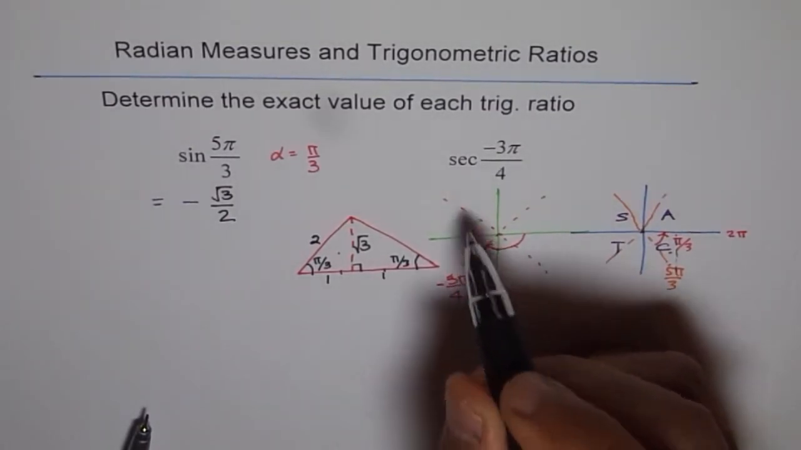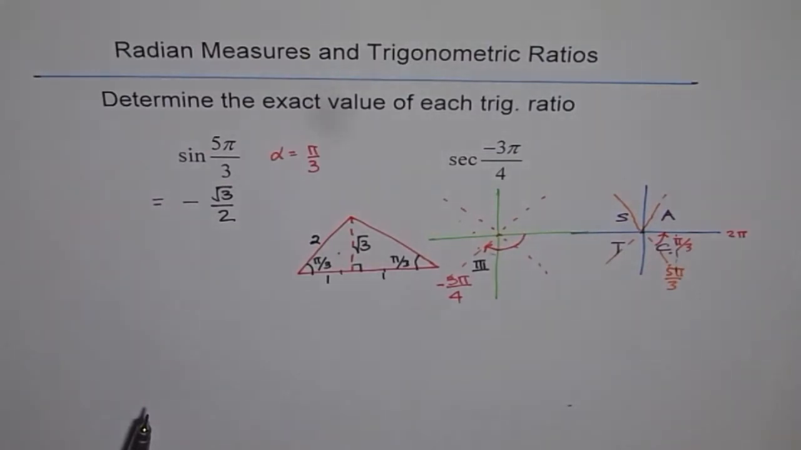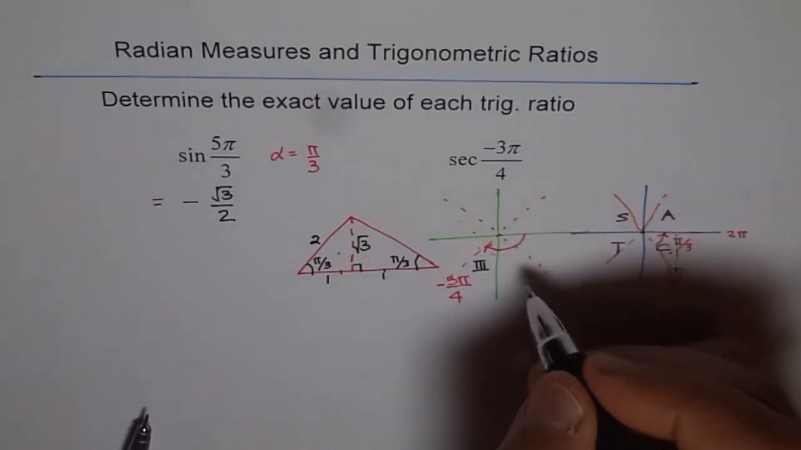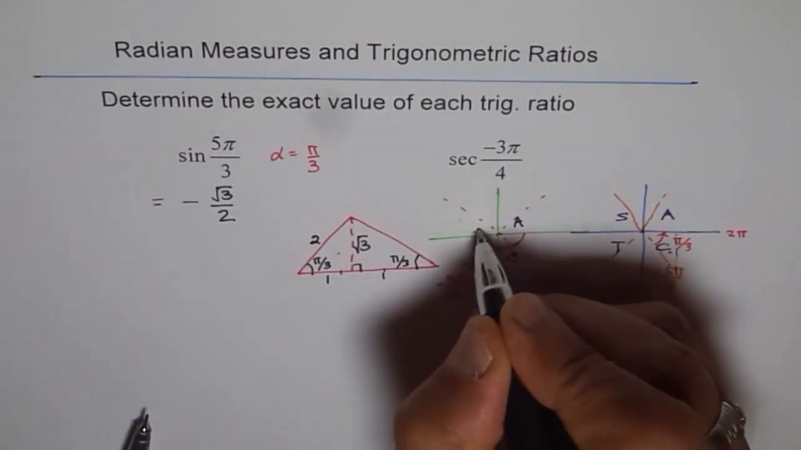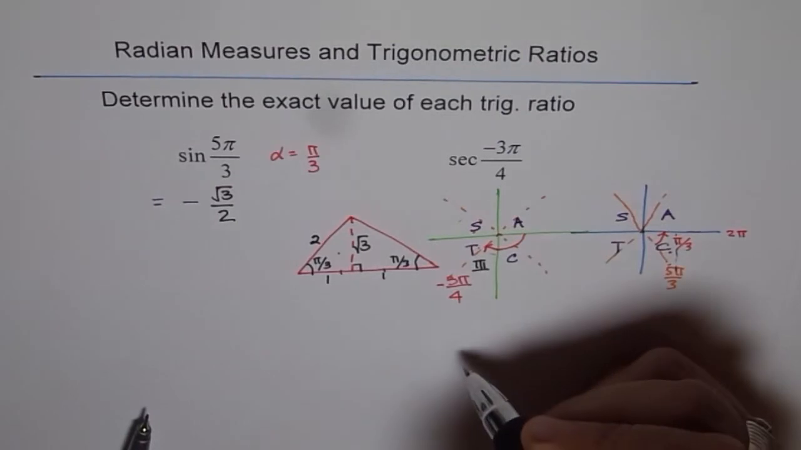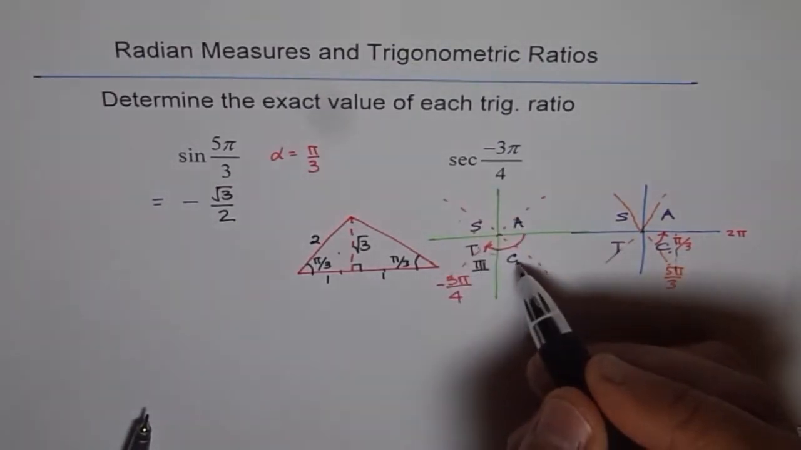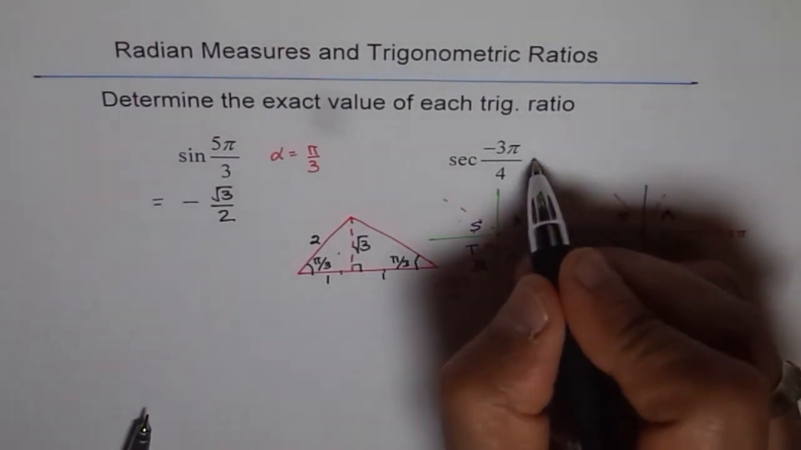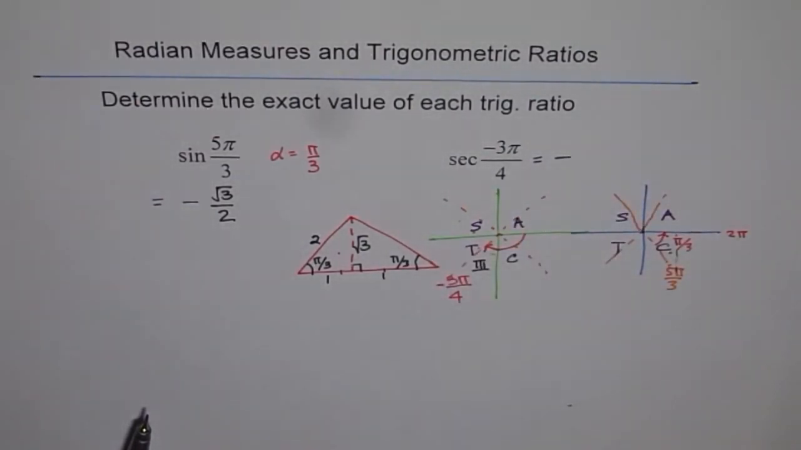In quadrant 3, secant should be negative. Since cos is positive in quadrant 1 or in quadrant 4, well, this is the CAST rule, right? So in quadrant 3, only tangent is positive, right? Secant is the reciprocal of cos, so it has to be negative. Therefore, we say negative as far as the sign is concerned.